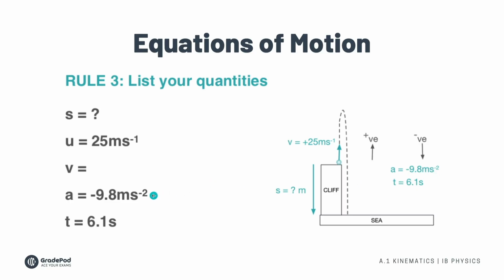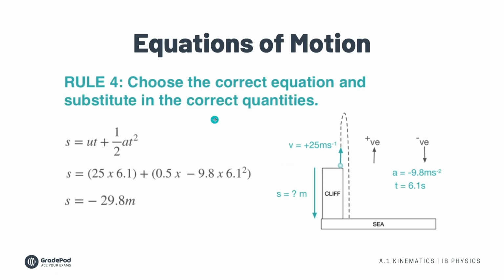Let's put that here. The time taken for this whole thing is 6.1 seconds. Let's put that here. And a question mark beside the displacement because we want to know the height of the cliff. So we know now that we need an equation that has S, U, A and T in it. So rule number 4 is to find which equation has S, U, A and T in it and then pop in the numbers and find the answer.